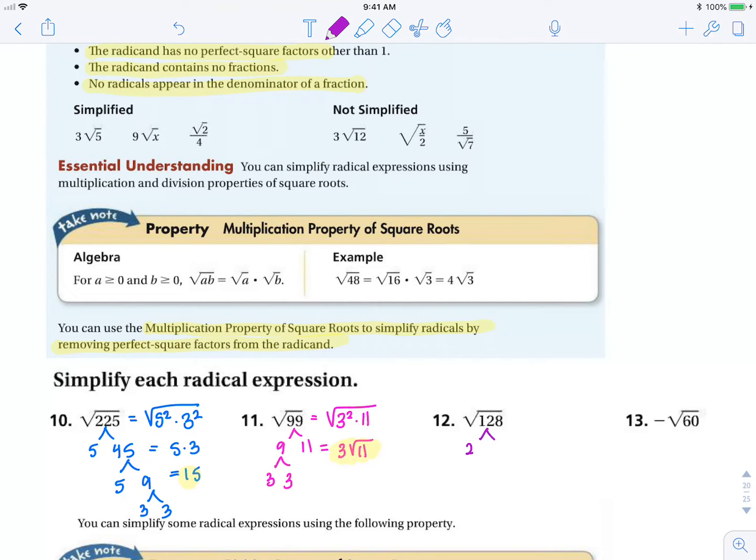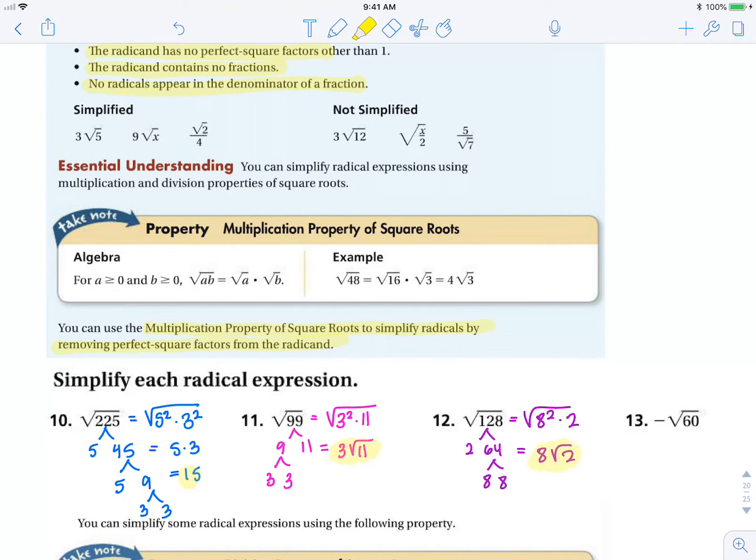128, I know that's 2 times 64. And then 64 is 8 times 8. Now I could go further and break that down, but that is already a perfect square. It's 8 squared times 2. And I know the square root of 8 squared is 8, and the square root of 2 is left over.